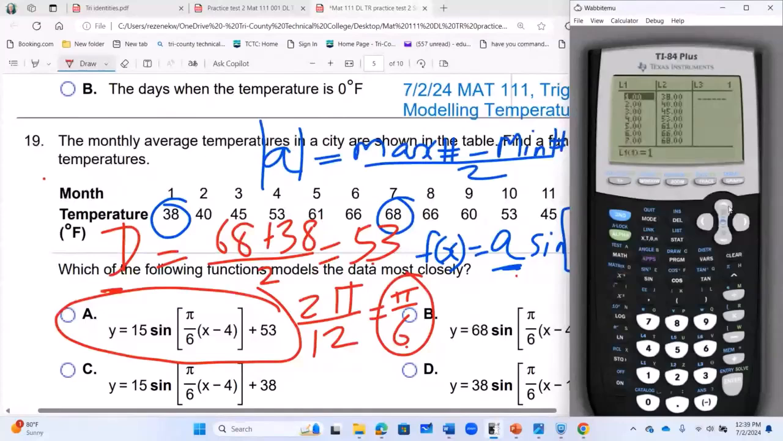So this L1 is my months. Let me make sure that I have up to 12 months. Yes. Now my L2 will be temperature. Now that I still have this data, what I'm going to do is a scatter plot and make sure that my scatter plot actually looks like a sine curve. So my L1 still contains my months, L2 temperature. I'll go to Y equals and see if anything is there. Nothing is there.